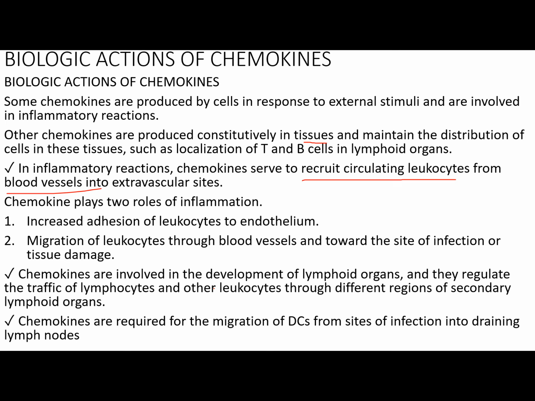Now, chemokines are involved in the development of lymphoid organs, and they regulate the traffic of lymphocyte and other leukocytes through different regions of secondary lymphoid organ. Now, chemokines are required for the migration of dendritic cells. They are required for the migration of dendritic cells from the site of infection into the draining lymph node. Di ba class ang dendritic cells nyo are also considered as antigen presenting cells.